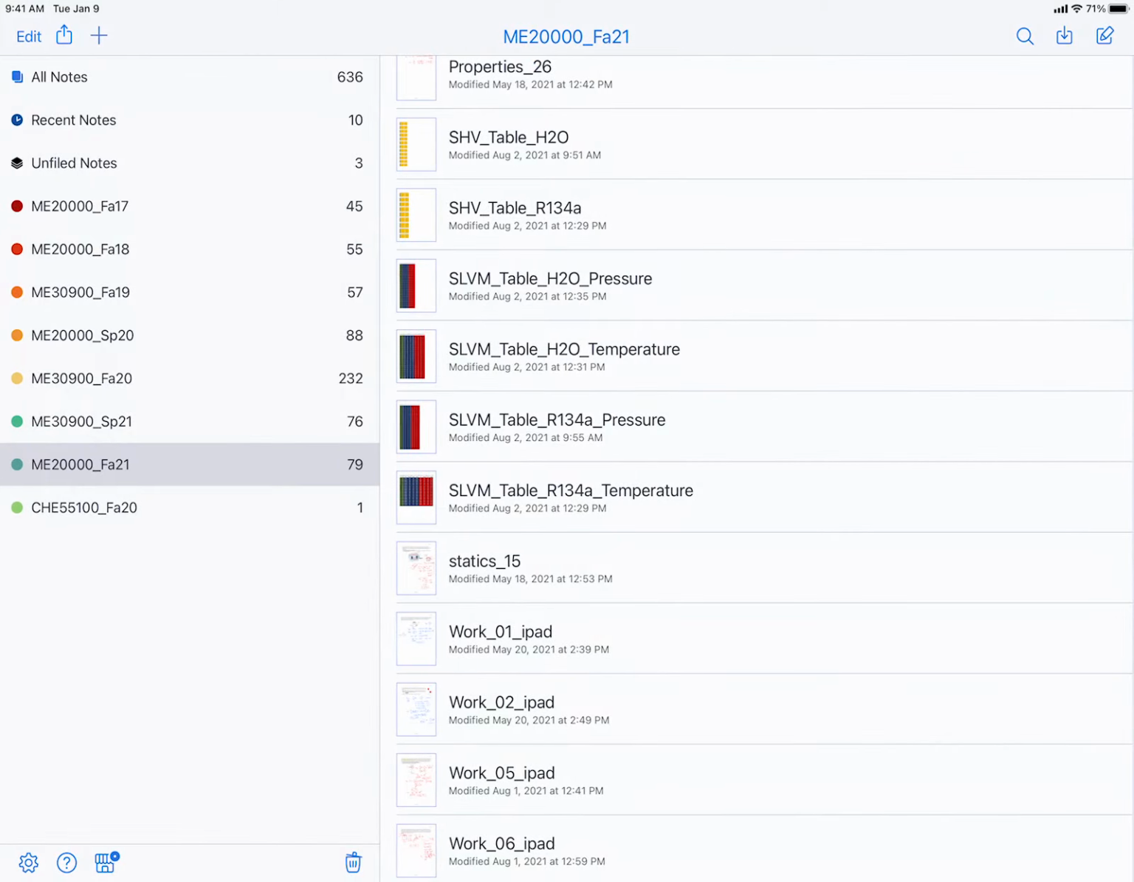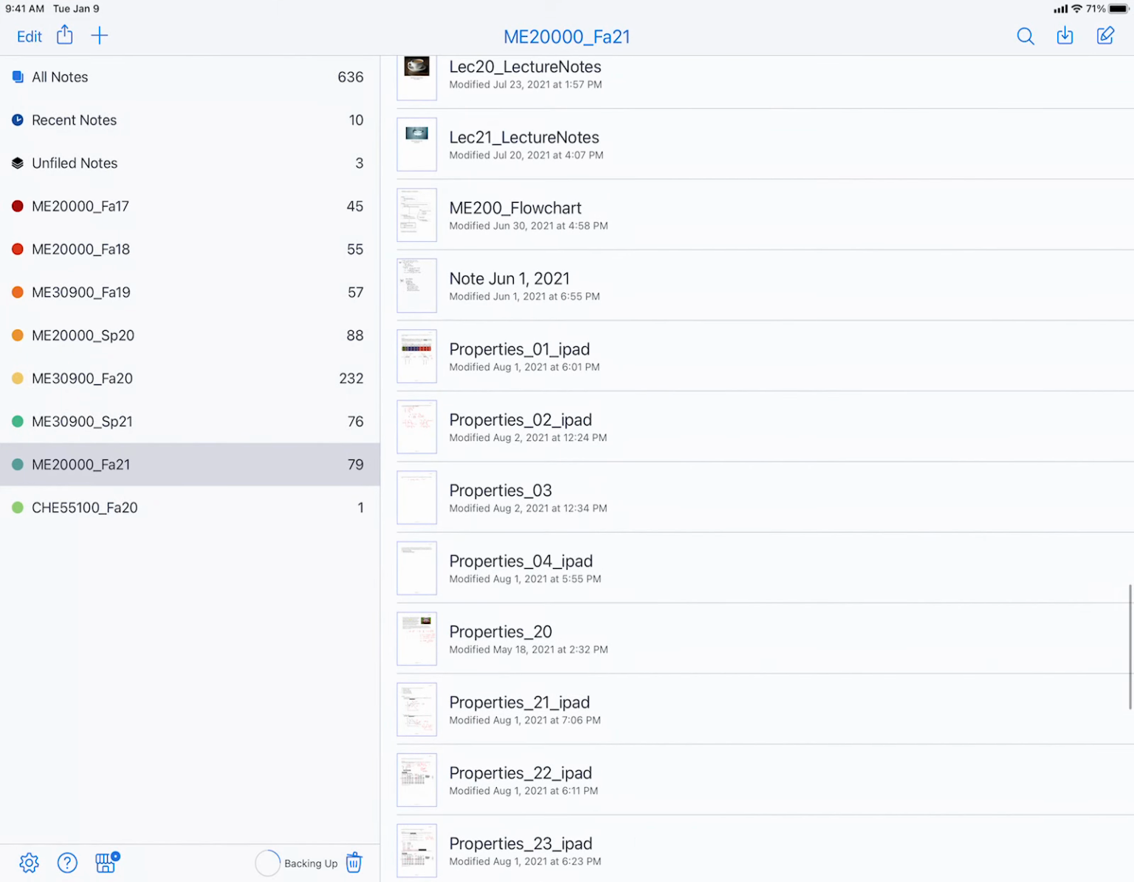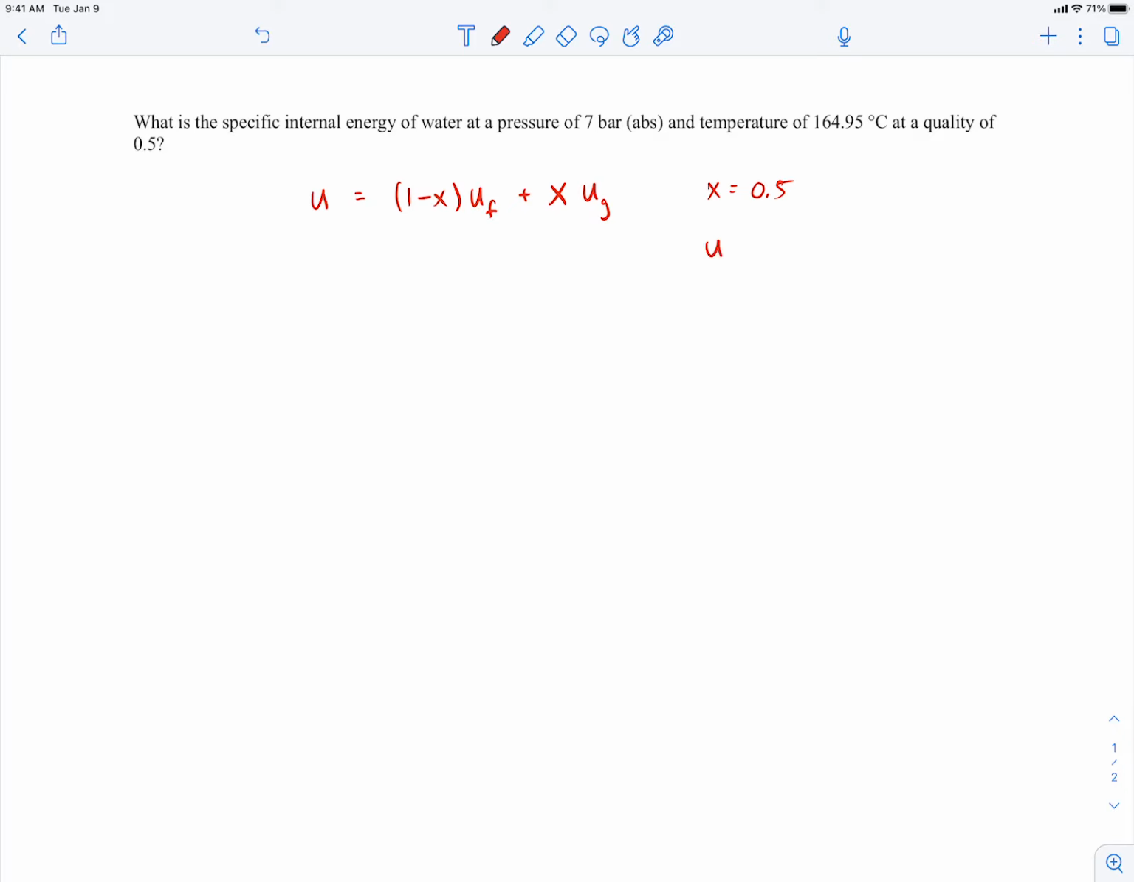So let's go back to our problem. The saturated liquid specific internal energy, just from that table, was 696.23 kilojoules per kilogram, and the saturated vapor specific internal energy was 2571.8 kilojoules per kilogram. So we can then plug those into our expression here to solve for the specific internal energy at our given quality. And that comes out to be 1,634.0 kilojoules per kilogram.